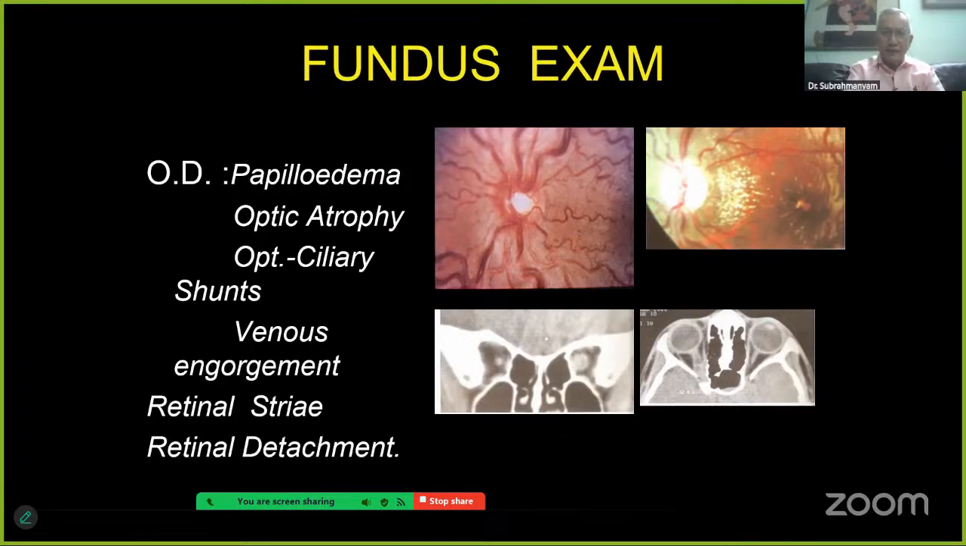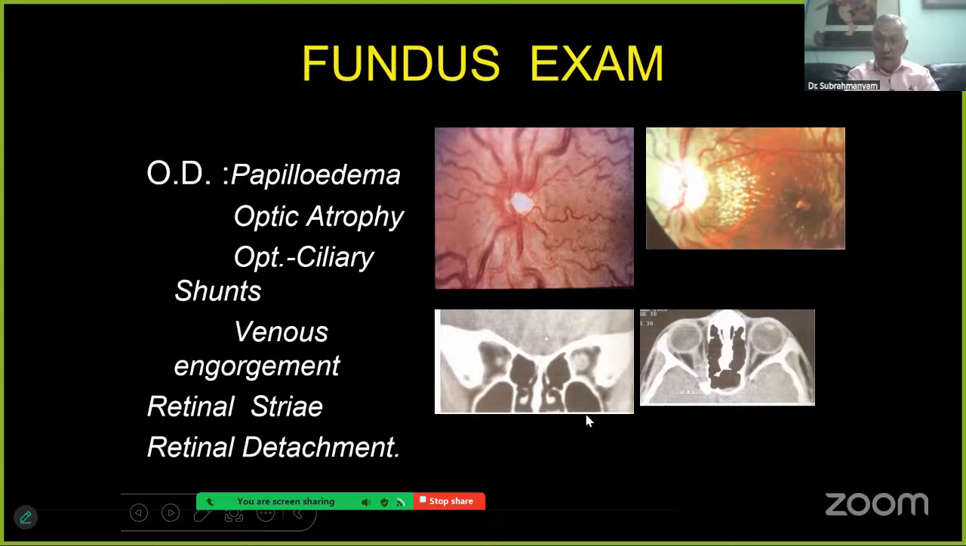Fundus examination: look at the optic disc for any evidence of papilledema, optic atrophy, optociliary shunts, which are seen in about a third of optic nerve sheath meningiomas, and venous engorgement, which you can see typically in case of carotid cavernous fistula. Here is a case of optic neuritis with exudates and also macular involvement in a case of cysticercosis involving the optic nerve. Here the CT shows the cysticercosis involving the optic nerve.